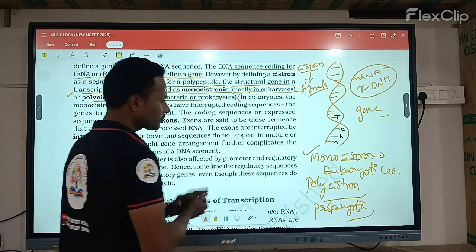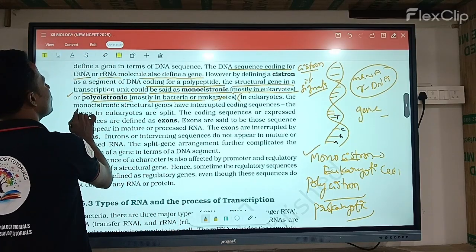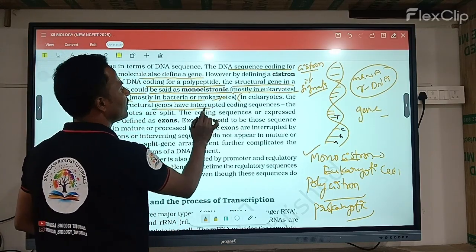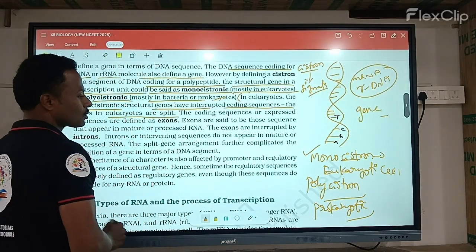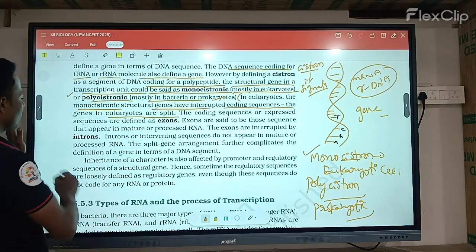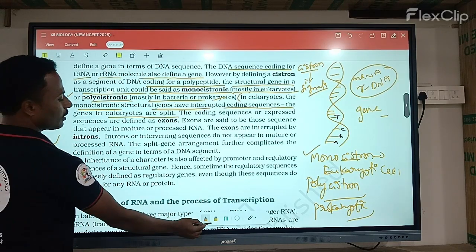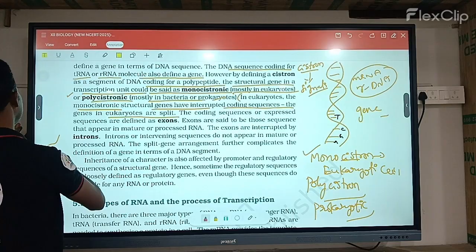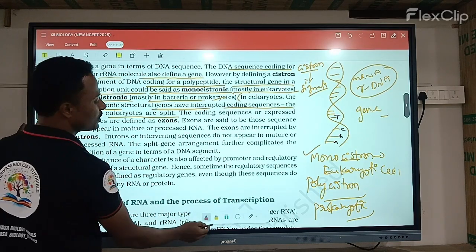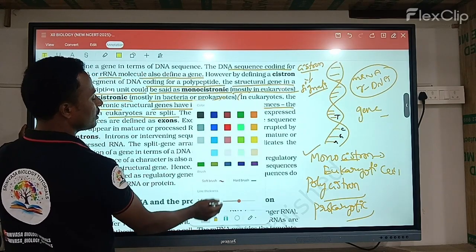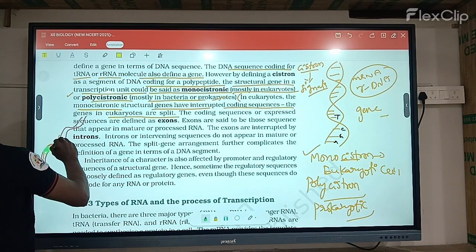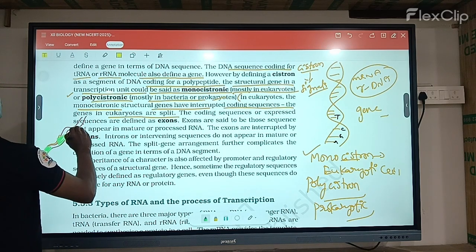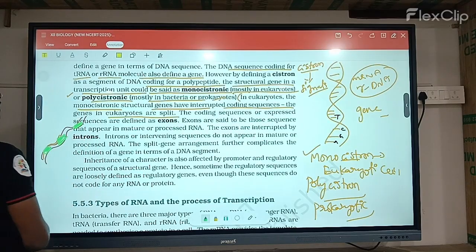In eukaryotes, the monocistronic structural genes have interrupted coding sequences; the genes of eukaryotes are split. When you take one particular gene, it shows up as a split gene. In monocistronic genes, these split genes are produced. These are completely called split genes.